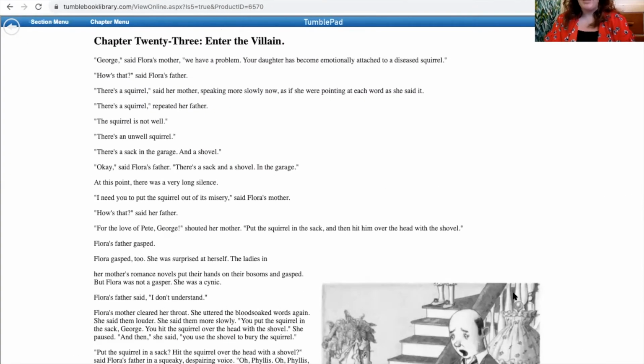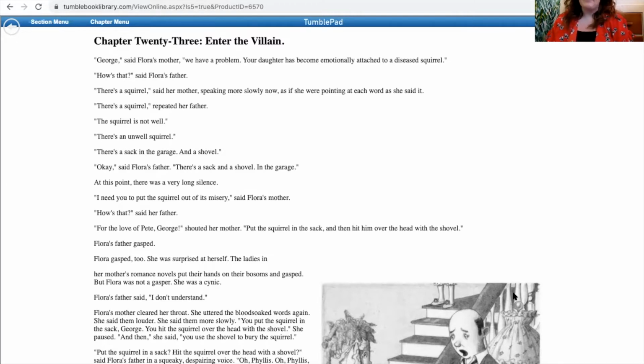Chapter 23. Enter the villain. George, said Flora's mother, we have a problem. Your daughter has become emotionally attached to a diseased squirrel. How's that? said Flora's father. There's a squirrel, said her mother, speaking more slowly now, as if she were pointing at each word as she said it. There's a squirrel, repeated her father. The squirrel is not well. There's an unwell squirrel. There's a sack in the garage and a shovel. Okay, said Flora's father. There's a sack in the garage and a shovel in the garage.